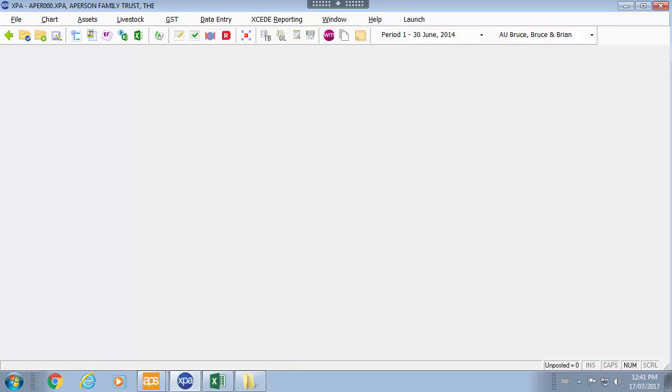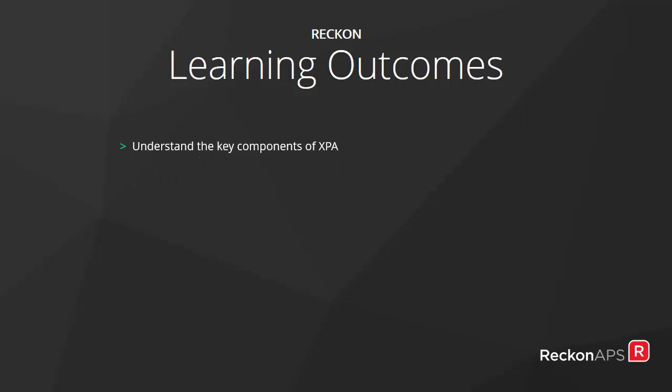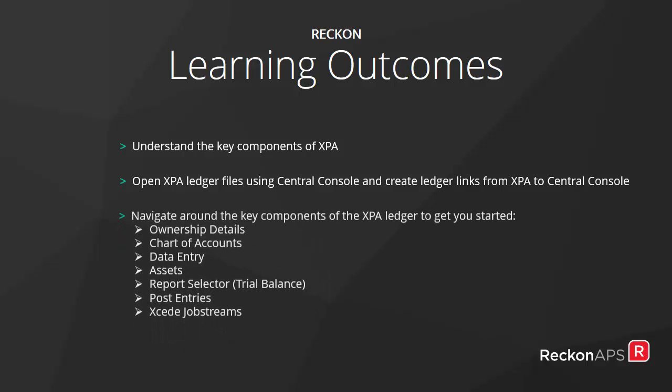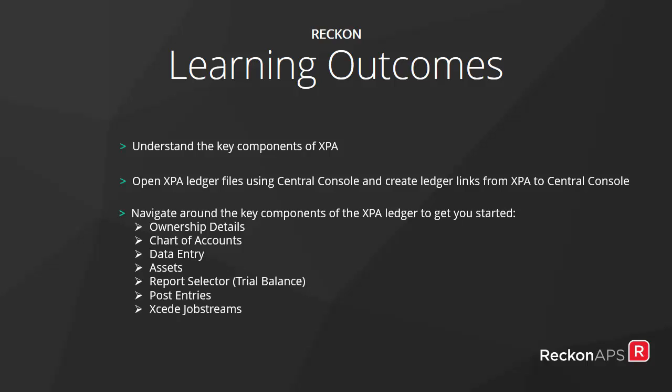So in conclusion for this course, our learning outcomes have been, we've understood the key components of XPA. We've opened the XPA files using Central Console to create that ledger link from XPA to Central Console. We've navigated around the key components of the XPA ledger to get you started. We looked briefly at the ownership details, file details, the chart of accounts, the data entry, assets, report selector, posting entries, job streams, and also documents and notes. We've used the F1 key to access online help and the F2 key while in data entry for the shortcut legends.